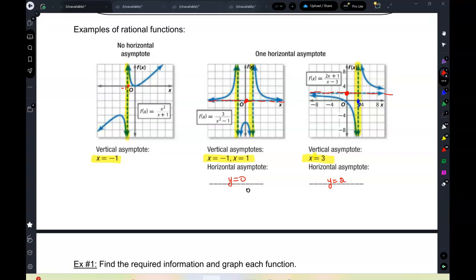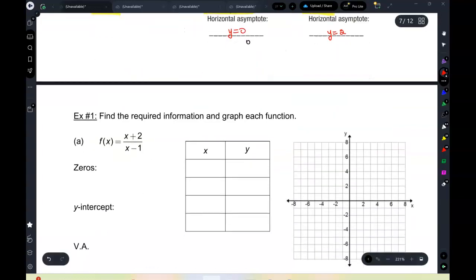Now, you cannot just give a number for the asymptote. It has to be x equals a number or y equals a number. I am very consistent about taking points off for those because it's literally mathematically not okay. All right?